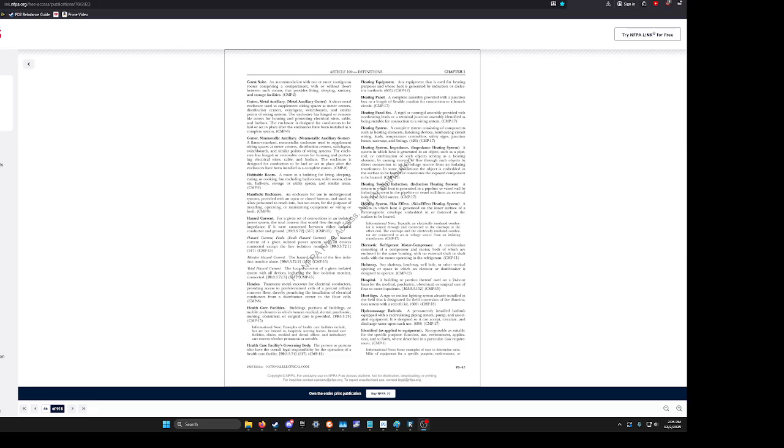Anyways, habitable room: a room in a building for living, sleeping, eating, cooking, but excluding bathrooms, toilet rooms, closets, hallways, storage, or utility spaces and similar areas. So, your bedroom, your kitchen, your dining room, your living room, but not your bathroom, not your closet, not your hallway.